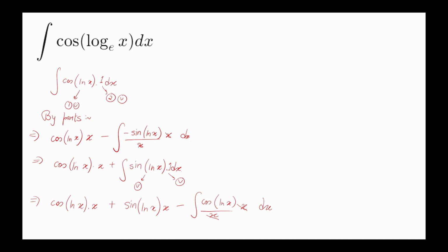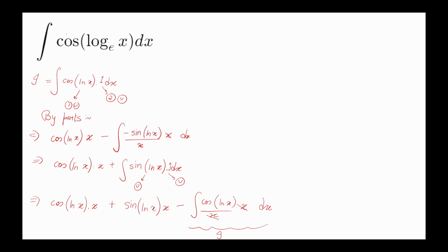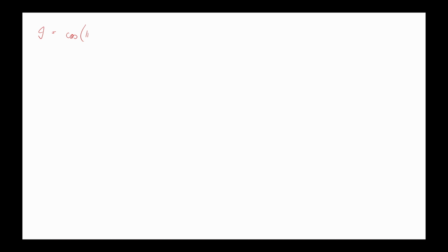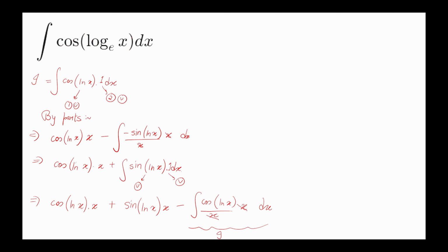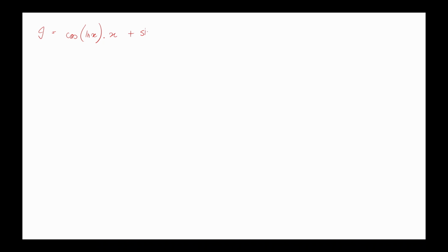Now if I look at this equation carefully, again I am left with integration of cos ln x dx, which was exactly what I was trying to find in the starting. So what if I call this entire integration with this variable I? That means this function that I've gotten, this is nothing but my I. So I can write this integration as I is equals to cos of ln x into x plus sine of ln x into x minus I.